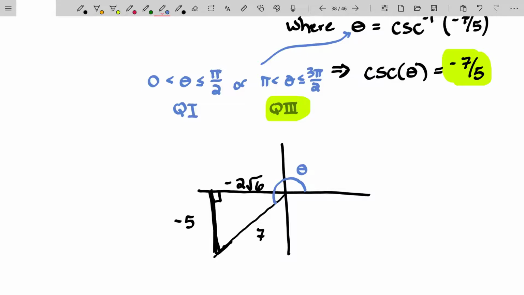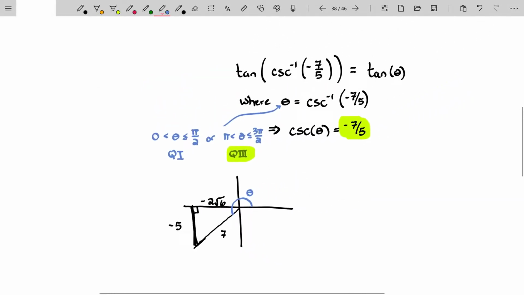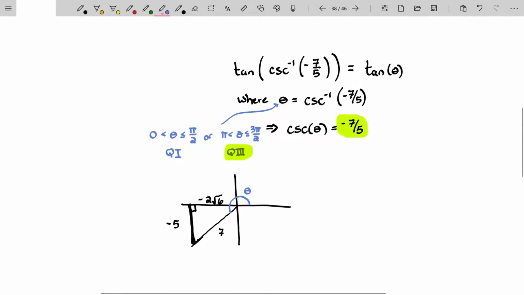Okay, so the real question was, what's the tangent of theta? Well, tangent is opposite over adjacent, so it'll be a negative 5 over a negative 2 root 6, or in other words, 5 over 2 root 6.